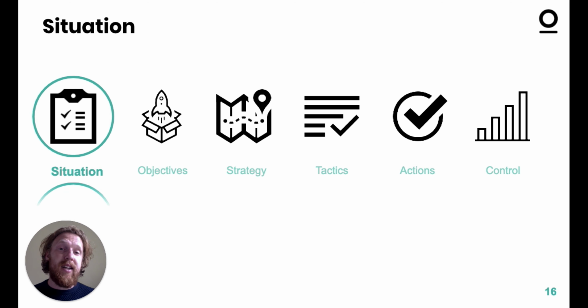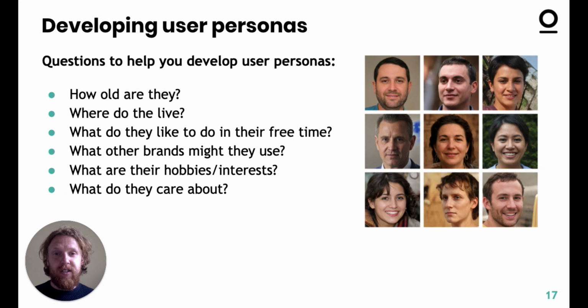To help with identifying the situation of your organization, it can be really handy to develop what's called a user persona. A user persona is essentially a fleshed out model, a fleshed out figure of who your target audience is. Now you can create multiple user personas if your organization has multiple target audiences.